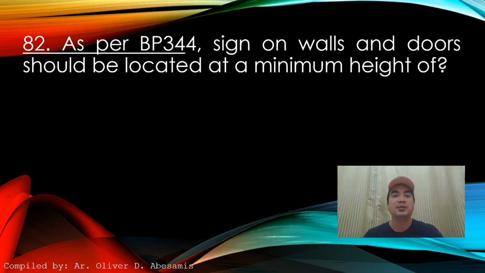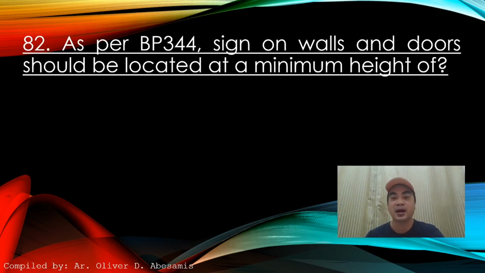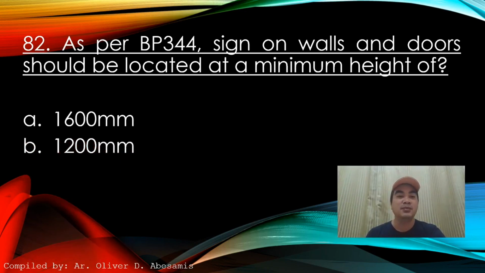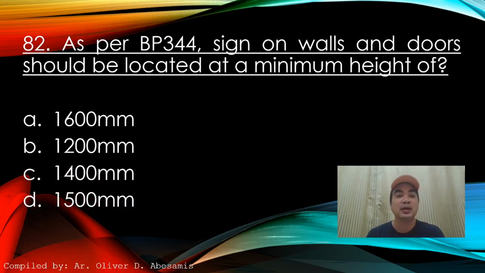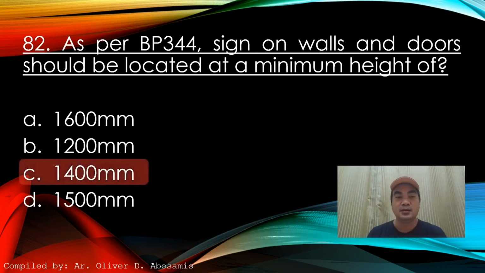82. As per BP344, signs on walls and doors should be located at a minimum height of A. 1,600 millimeter, B. 1,200 millimeter, C. 1,400 millimeter, D. 1,500 millimeter. Answer? C. 1,400 millimeter.